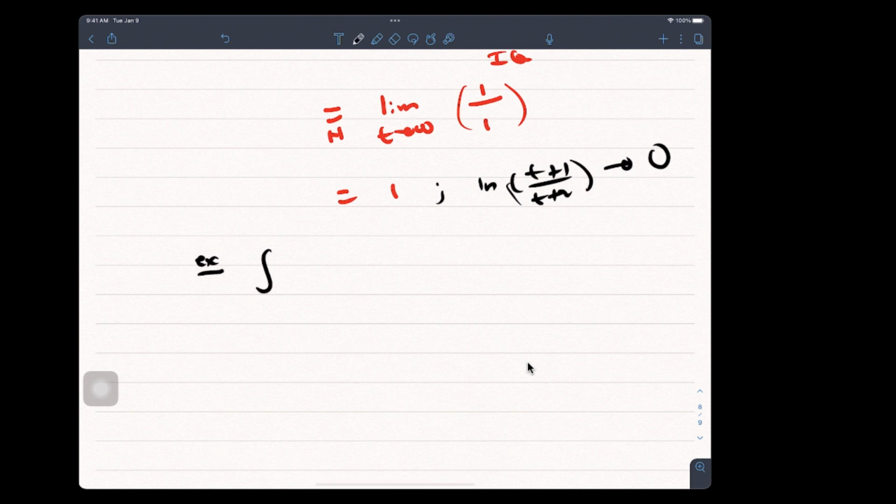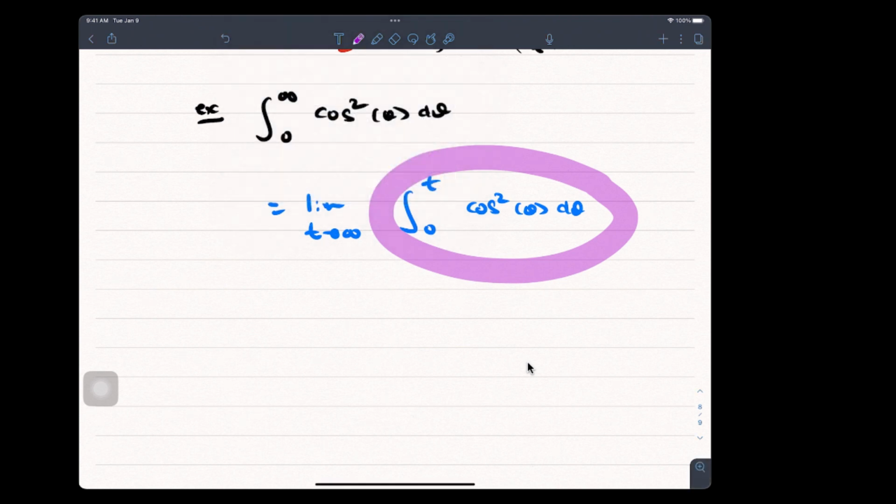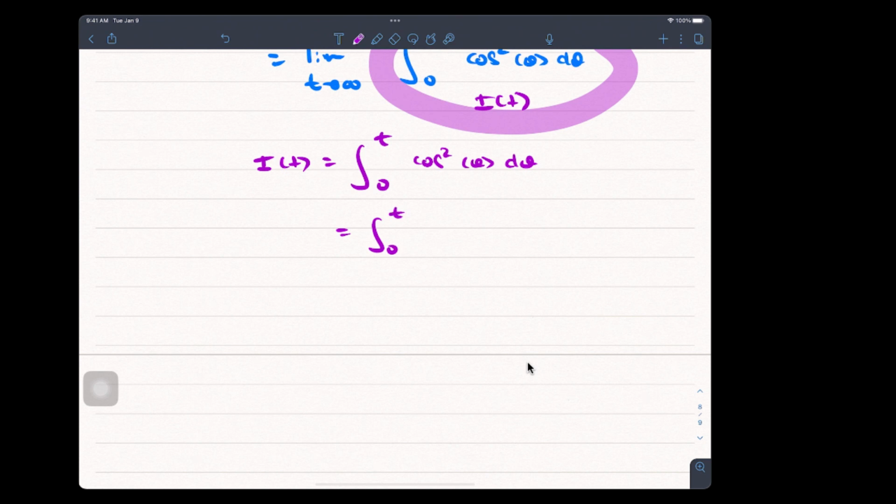Okay, how about this? The integral from 0 to infinity, ladies and gentlemen, of cosine squared theta d theta. Say the limit as t goes to infinity of the integral from 0 to t of cosine squared theta d theta. So we want to know, this is going to be that I of t. So my integral here from 0 to t of cosine squared theta d theta, you guys know, that's going to be the integral of 1/2 times 1 plus what? Cosine 2 theta? Is that right?